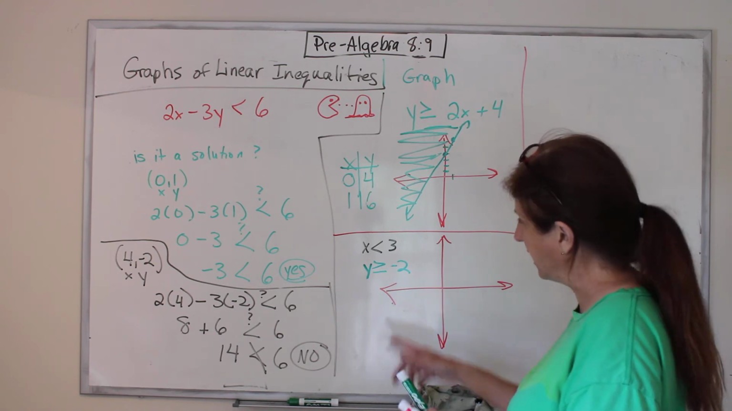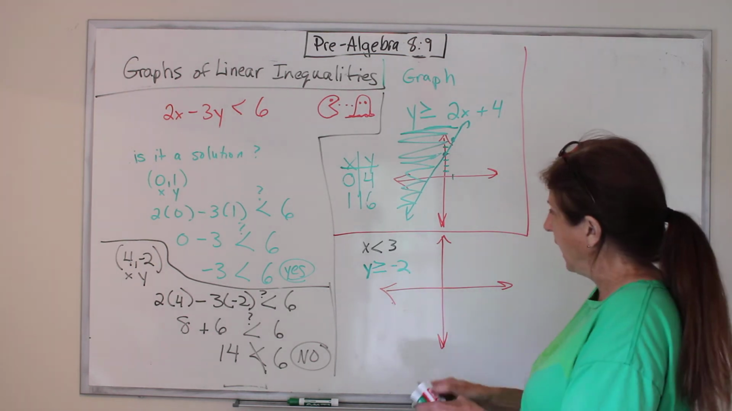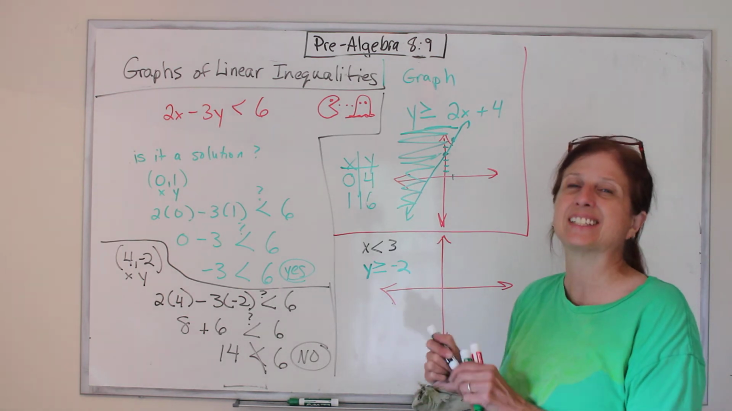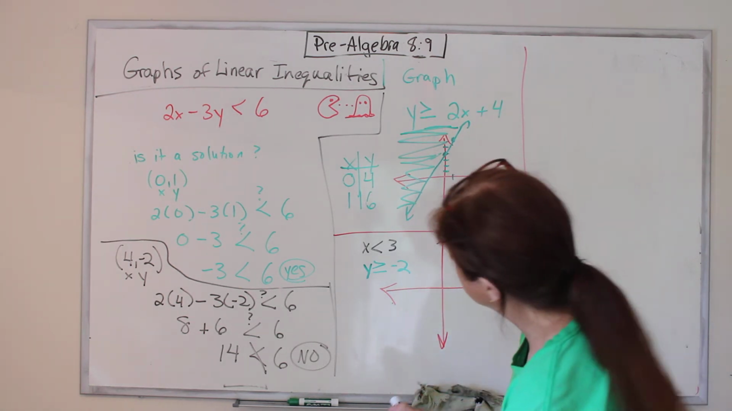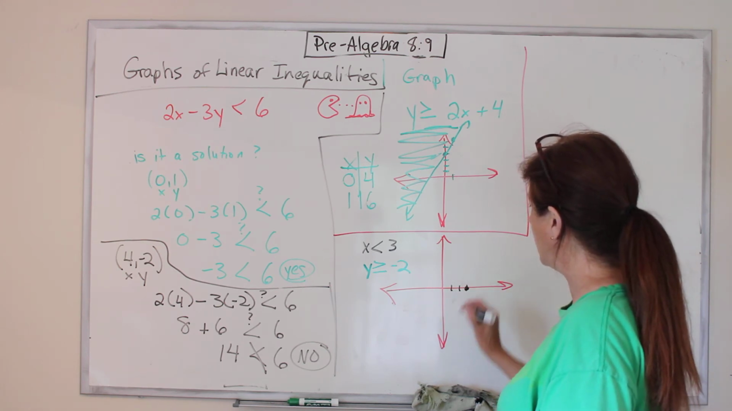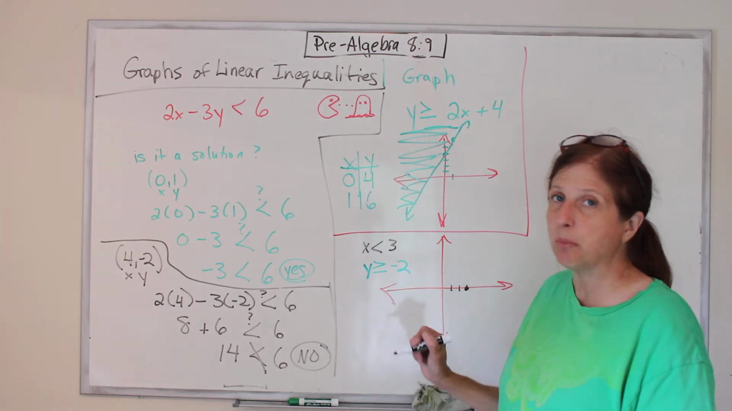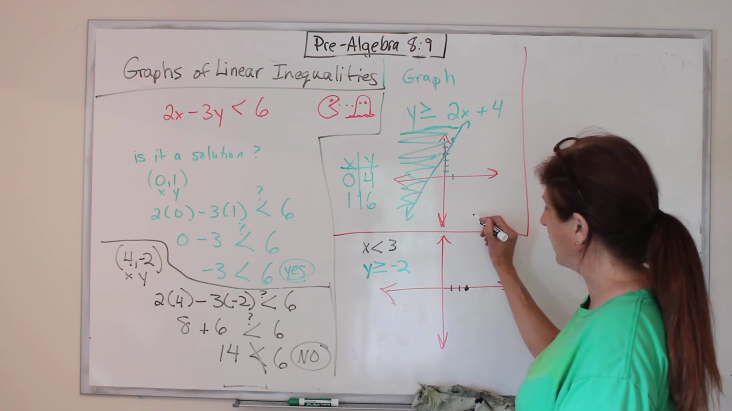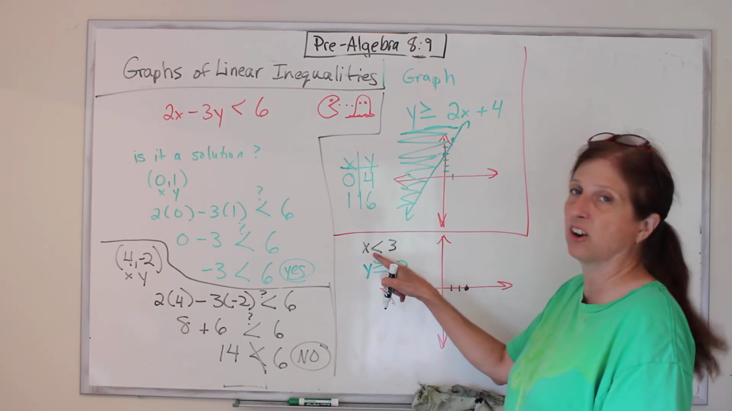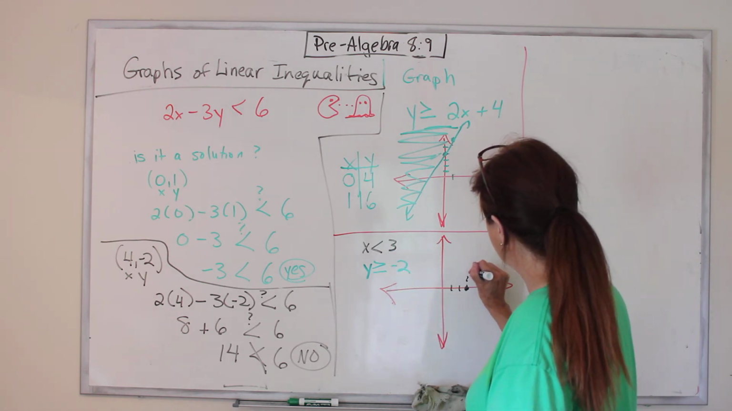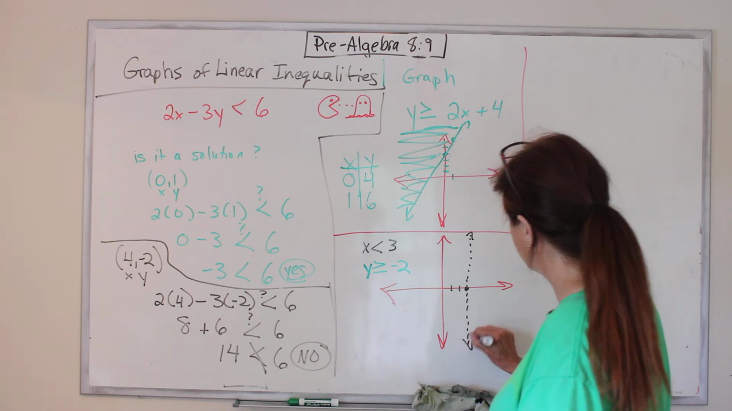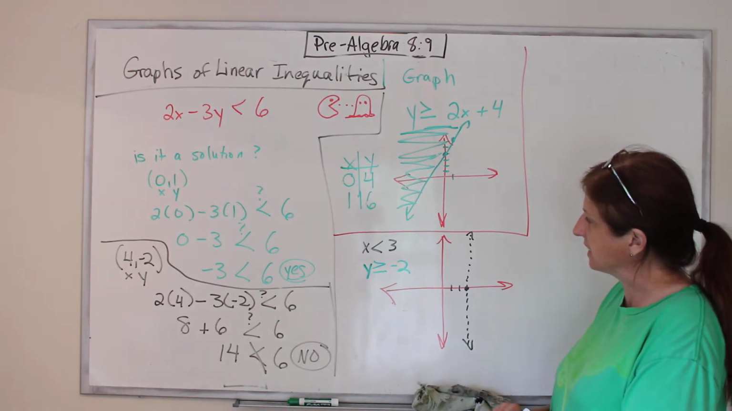Alright, let's try this. Here's some funky ones. X is less than 3. What do we pretend? That it says x is equal to 3. So I go to x equals 3 and I put a dot. Then I would say no matter what, y can go up or y can go down, but x is 3. But notice it's not or equal to. I need to make sure I do a dotted line. And of course you would do it straight. So there's x is less than 3.